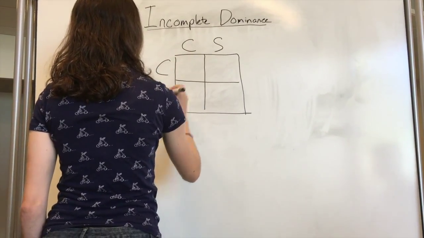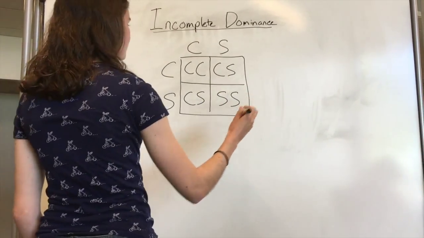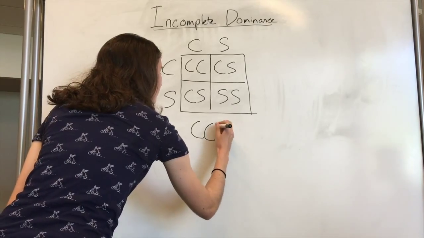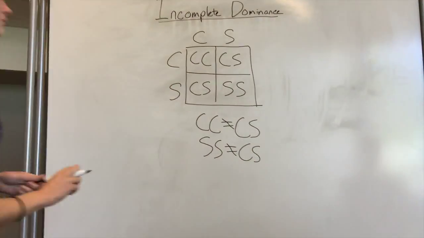In Mendelian genetics, if C were dominant, a heterozygous organism would look the same as the dominant homozygous organism, CC. In this pattern, neither trait is fully dominant, so CS doesn't look quite like CC or SS.